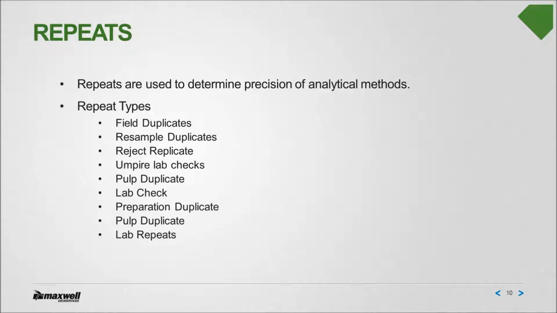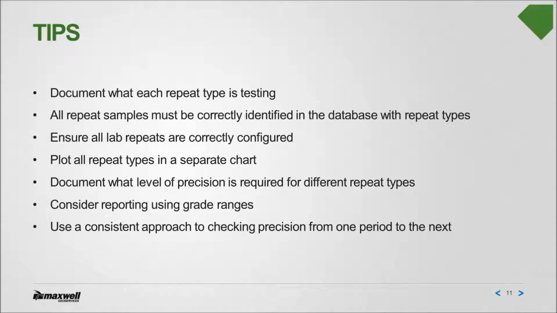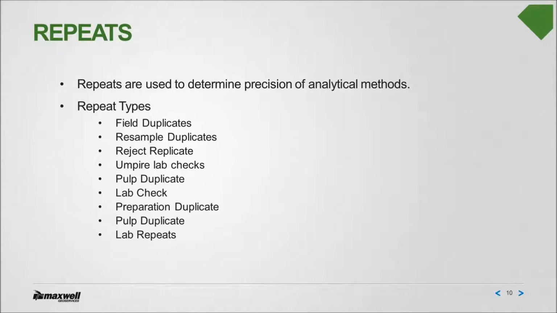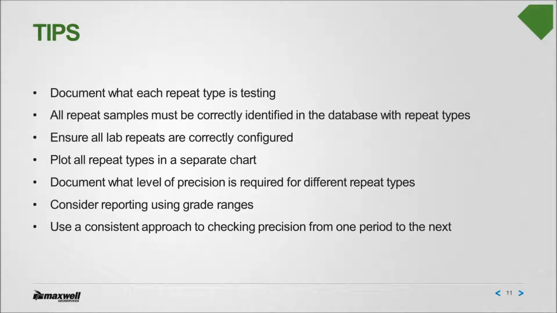So we need to identify at which level we are measuring those standards. Document what each repeat type is testing, so that we can identify at which level the repeats are making the analysis. All repeat samples must be correctly identified in the database with the repeat type. So we attach the repeat type alongside it, from this list of repeat types for duplicates. Then we will be able to identify at which analytical level these measurements are made.